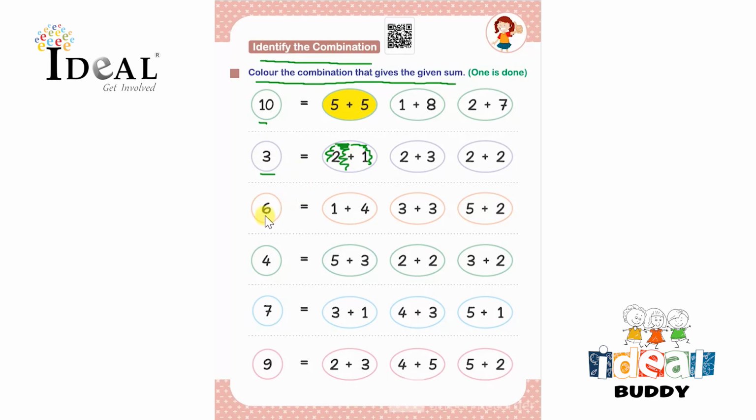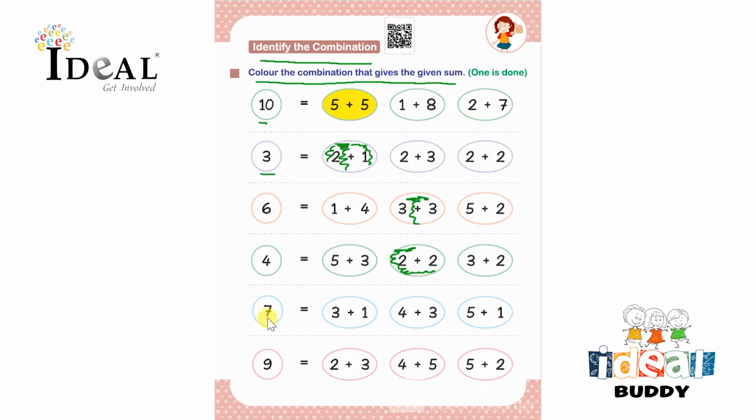So over here it's 6. So 1 plus 4 is 5. Then 3 plus 3 equals 6. So they will color this whole. After that it's 4. So here it is 5 plus 3 equals 8. Then it is 2 plus 2 which equals 4. So they have to color this one.